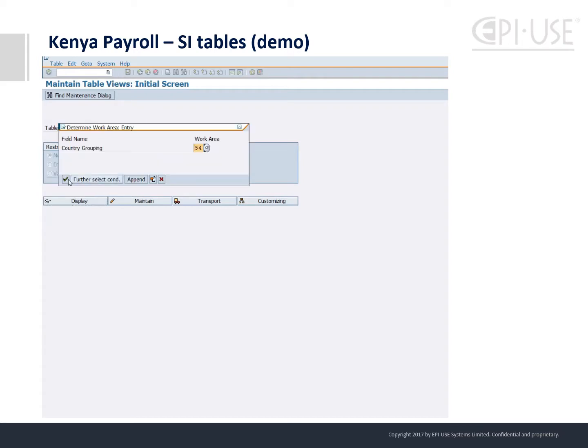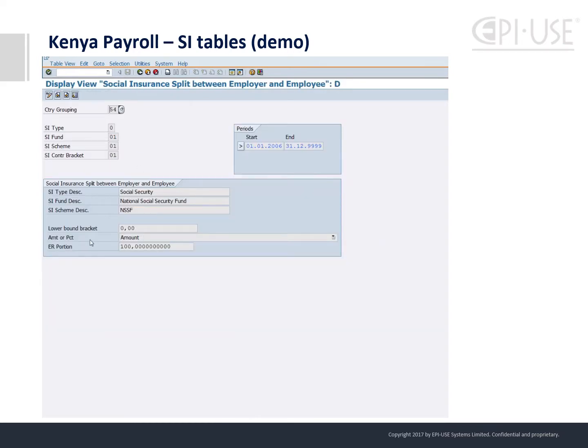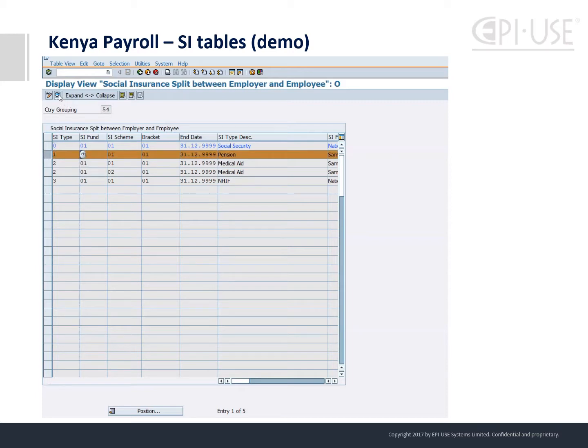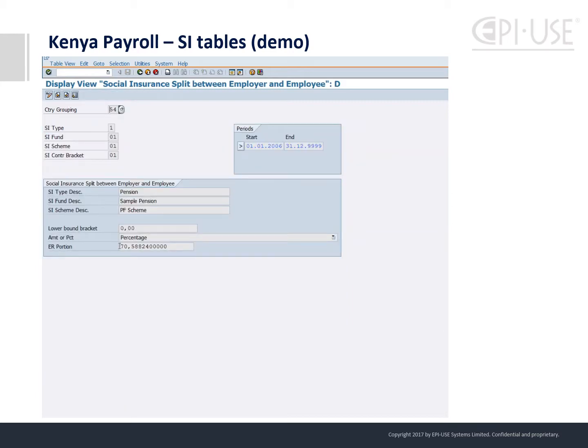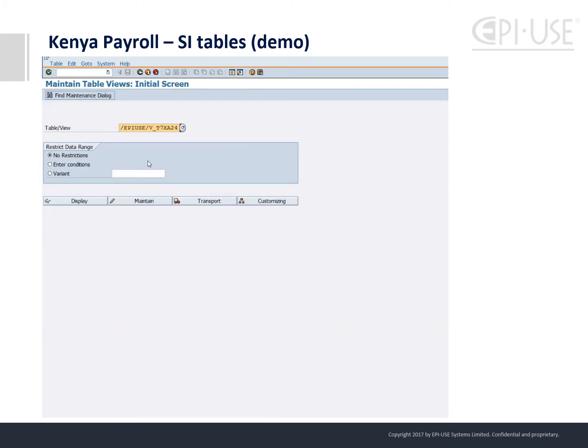We also have a table 24. In here we specify the employee and employer portion. In this case it's just 100% employer portion. For example, let's look at the pension fund again. We can see there's the employer portion, and we can also see if it's an amount or a percentage. So all of these tables give one the option to set up your own funds, your own specifications.